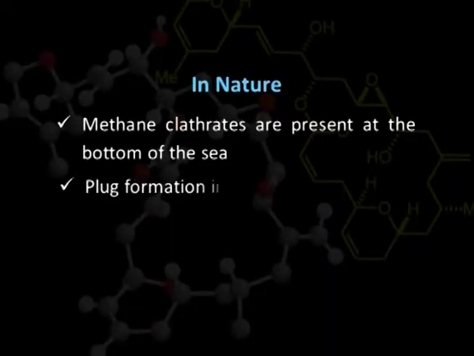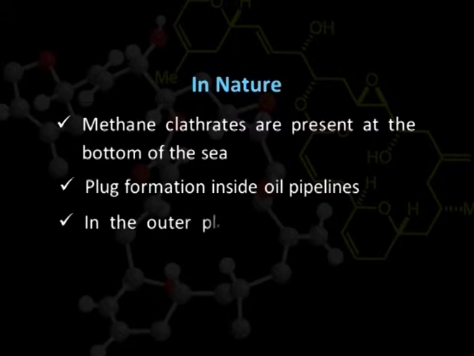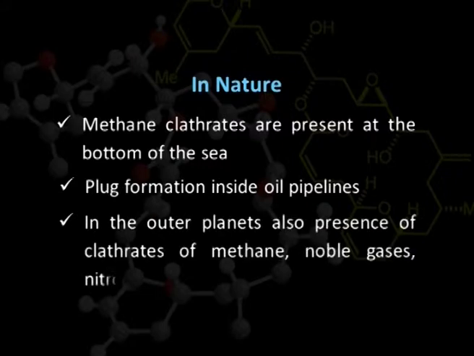In the oil pipelines also, possibility of the formation of methane clathrates is there and therefore a plug formation takes place, which creates problems for the exploration of oil. In the outer planets also, presence of clathrates of methane, noble gases, and nitrogen have been found.